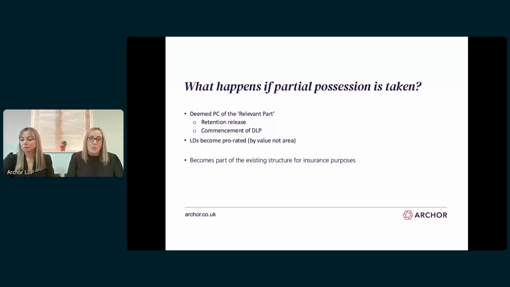So what happens if partial possession is taken? As I just noted, the relevant part, so that's the part of the works that the employer takes possession of, is deemed to be complete when possession is taken. This therefore triggers both the commencement of the defects liability period and the release of retention for that part. And in addition to this, any recoverable liquidated damages become prorated.